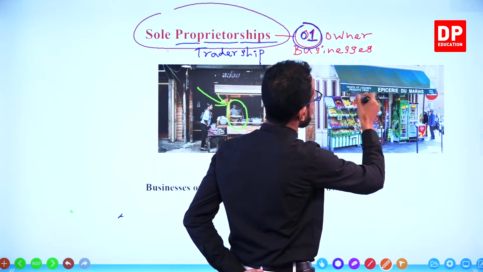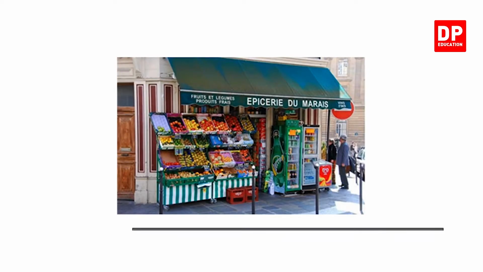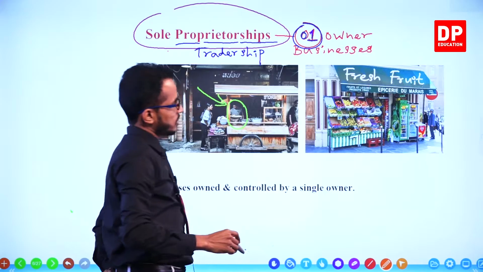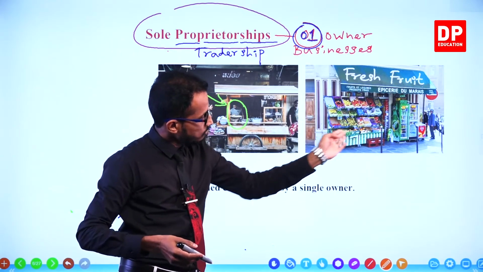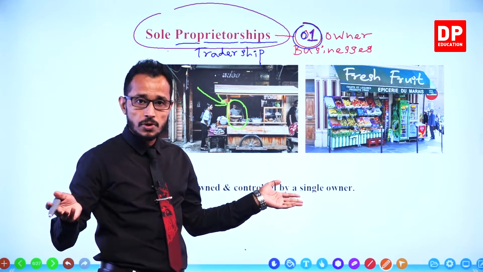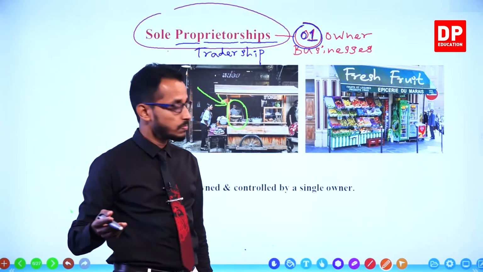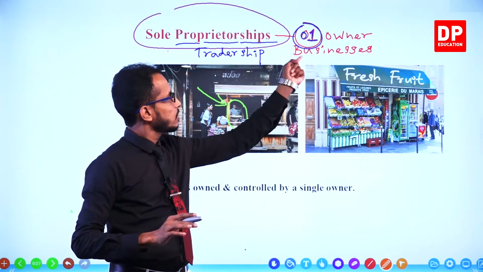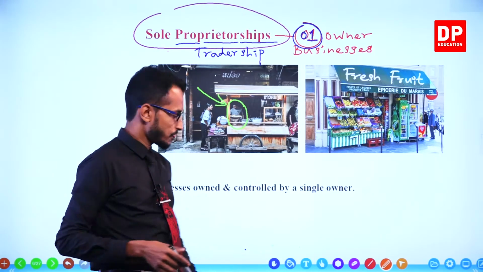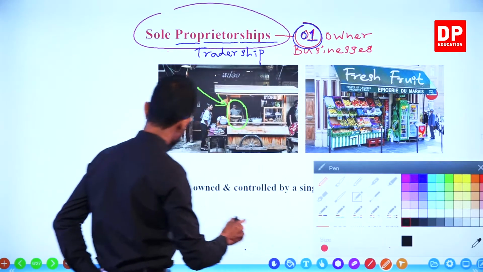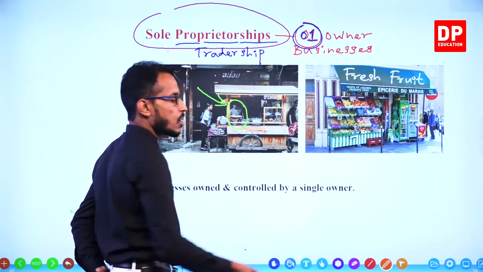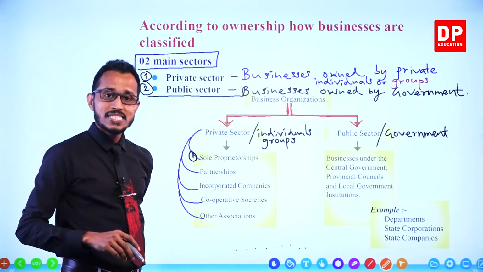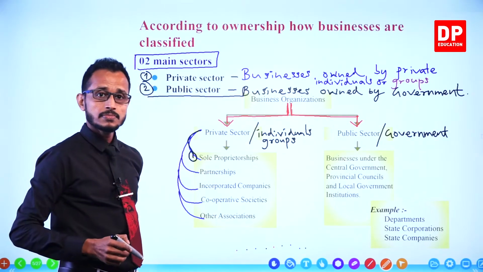Right? And we have another picture here. It's a fresh fruit shop, fresh fruit outlet. Most probably this must also be a sole proprietorship business with one owner. Take an idea about sole proprietorship businesses, children. One owner businesses, one-man show. It's a one-man show. Here it says businesses owned and controlled by a single owner. So that is the first type of business organization in the private sector.